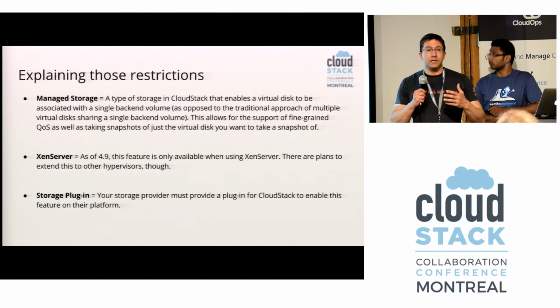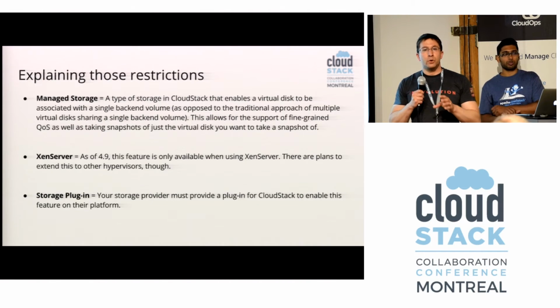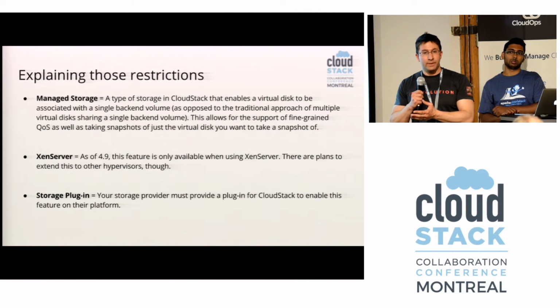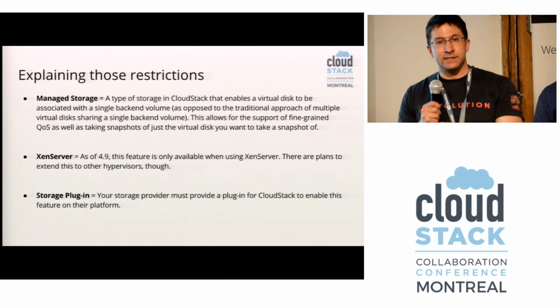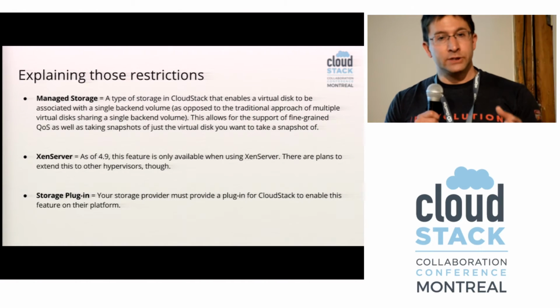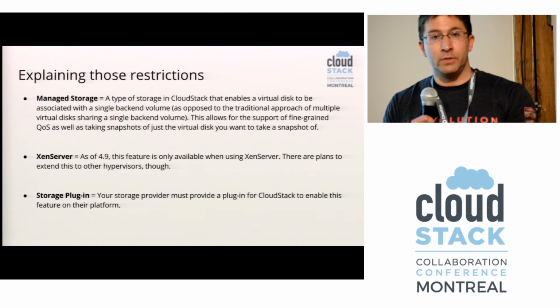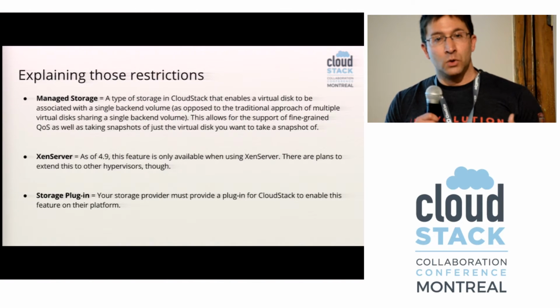It's been augmented over the course of years. We've added new use cases to it. But the idea here is to have a single back-end volume per virtual disk. The reason you would want to do that is to support quality of service. If your back-end storage provider provides quality of service controls on a volume by volume basis, you would not ideally want to run multiple virtual disks on that same backend volume. You would want each of the virtual disks to have its own backend volume so that each virtual disk can have its own performance guarantees.